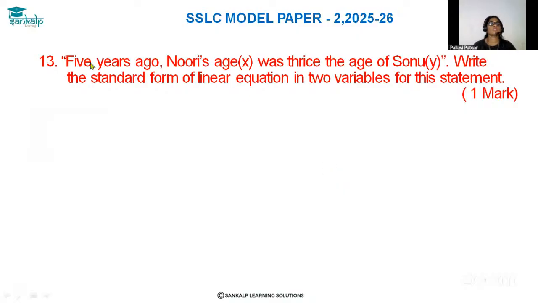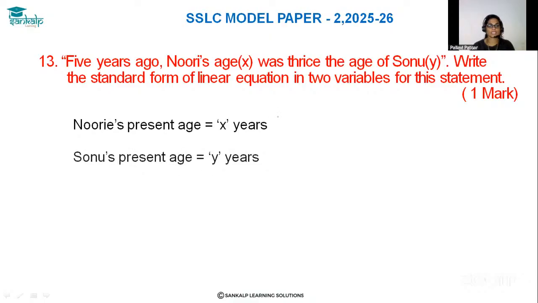Hello everyone. Look at the question number 13. 5 years ago, Nouri's age X was thrice the age of Sonu. Write the standard form of linear equation in two variables for this statement. Okay. So here, Nouri's present age is X years and Sonu's present age is Y years.